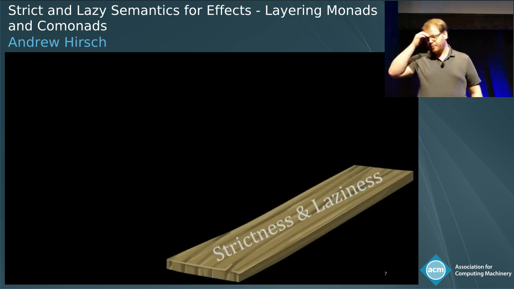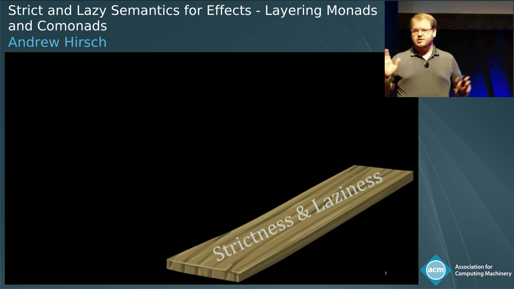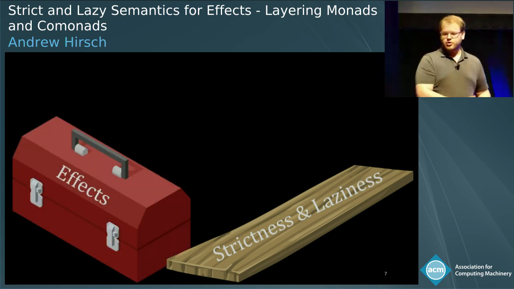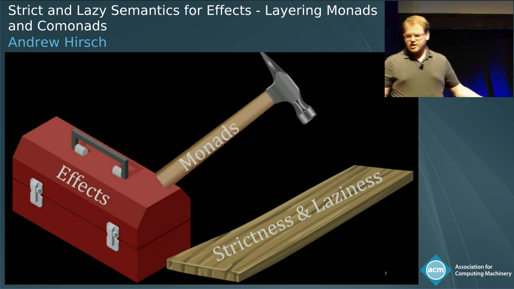So in other words, we have strictness and laziness, which we can think of as a problem in need of a solution. And we know we have a toolbox of effects that we've now argued intuitively can help us understand strictness and laziness. And it turns out that there are some tools in the toolbox that are very useful. The most famous, of course, is the tool of monads.